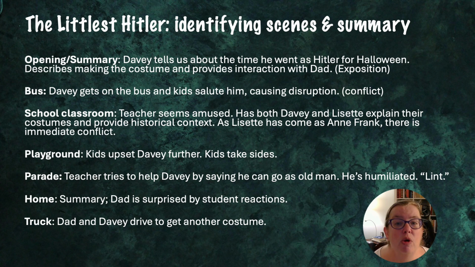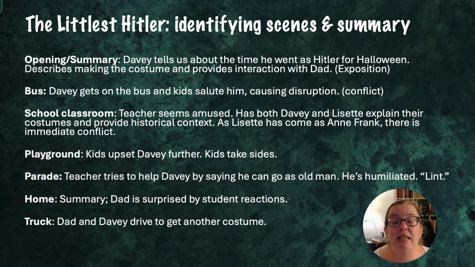The first real scene where we see action unfolding is when Davy gets on the school bus and some of the older boys salute him, causing a disruption. We have conflict. The tension begins to rise as he gets to his school classroom. He says his teacher seems slightly amused by the costume, but the teacher has both Davy and Lisette, who is dressed as Anne Frank. The teacher has them both explain their costumes and give some historical context, and immediately the conflict is heightened. By the time we get to the playground, more kids are upset and starting to take sides, a lot of them against Davy.